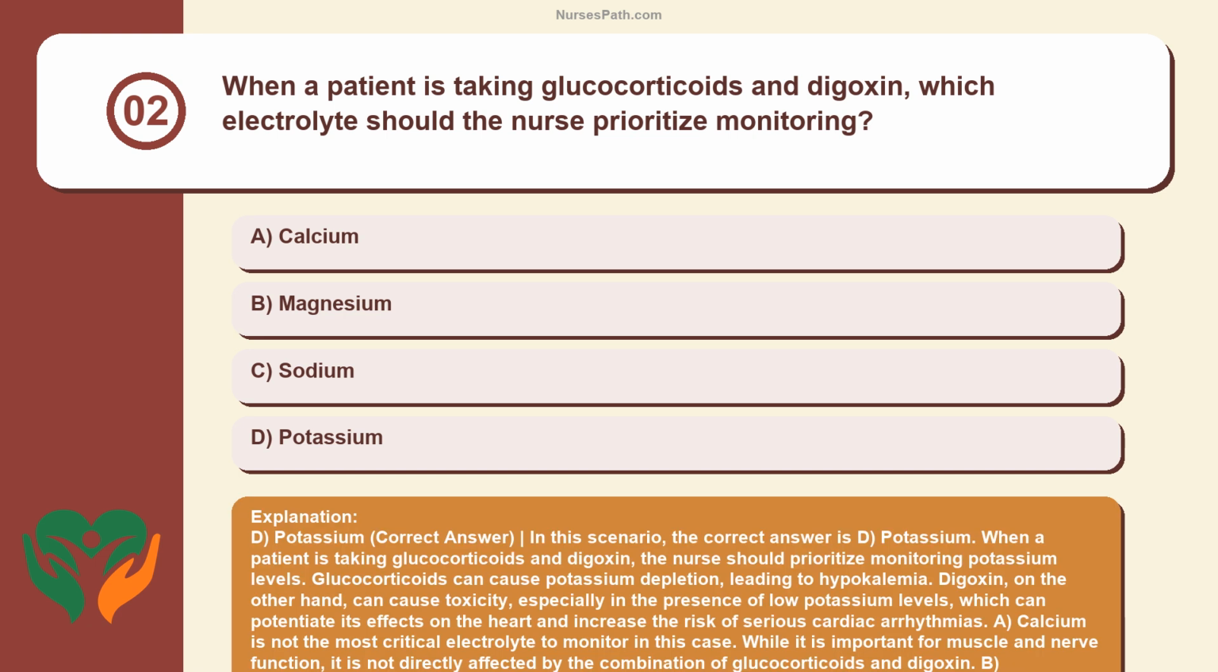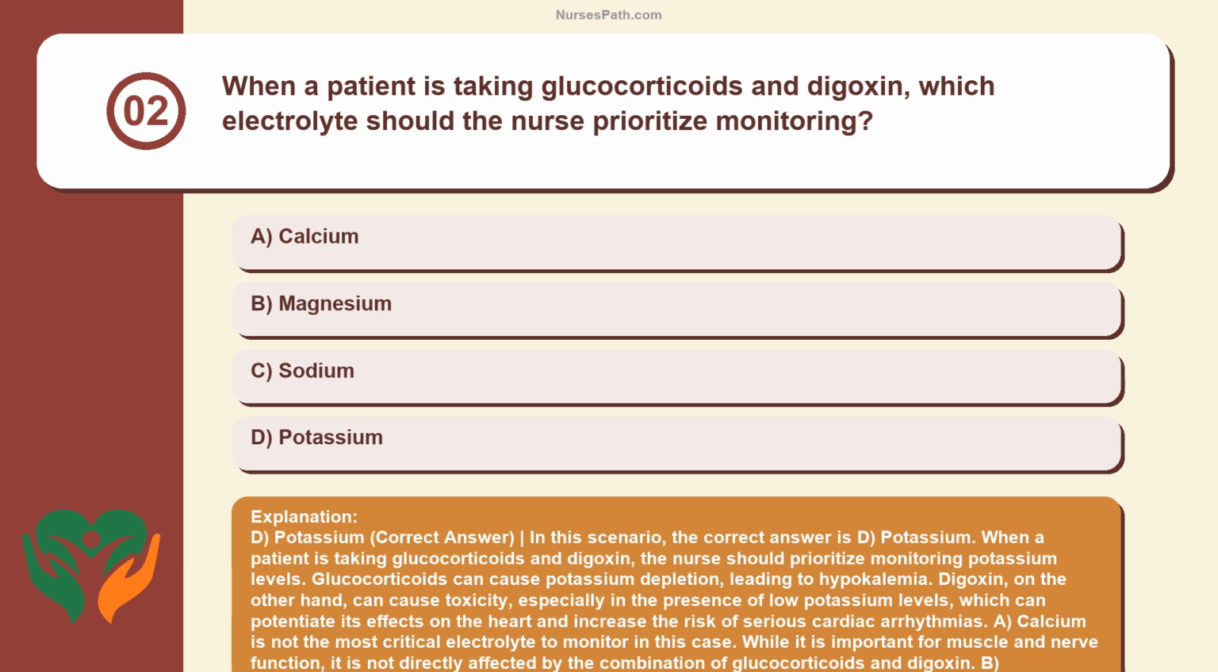D. Potassium. Correct answer. In this scenario, the correct answer is D. Potassium. When a patient is taking glucocorticoids and digoxin, the nurse should prioritize monitoring potassium levels. Glucocorticoids can cause potassium depletion, leading to hypokalemia. Digoxin, on the other hand, can cause toxicity, especially in the presence of low potassium levels, which can potentiate its effects on the heart and increase the risk of serious cardiac arrhythmias.